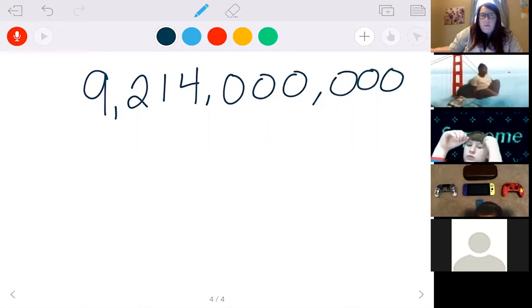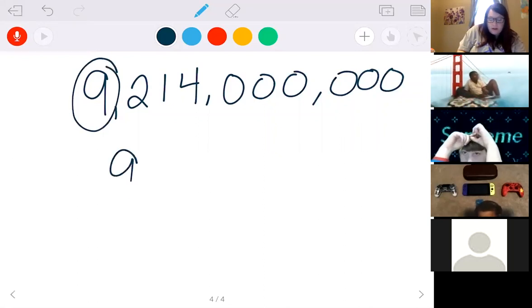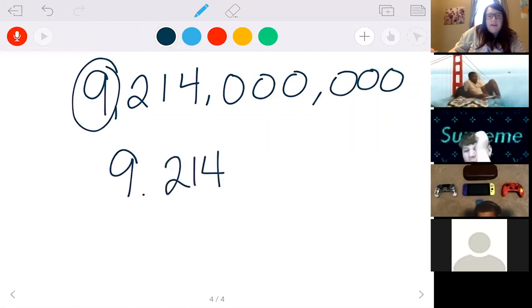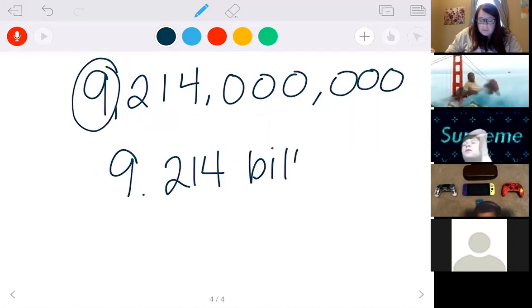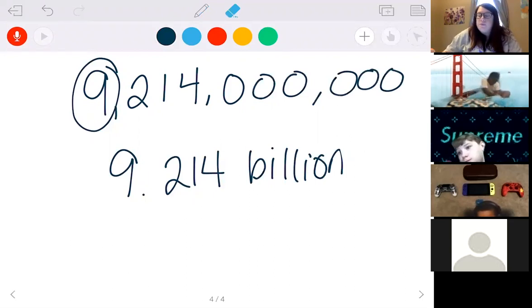Okay, so let's look at that one. 9 comes first, put it down, put a decimal. 214 are not zero, so I'm going to put it down. And it's in the billions place, so I'm going to write billion. Not billions, just billion. 9.214 billion. Okay, so that is a really big number. And we do short name because it's a lot easier to say it and to write it that way.